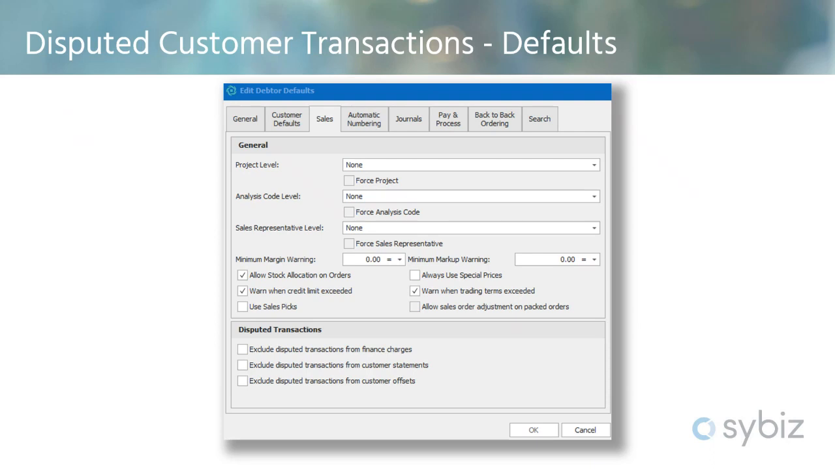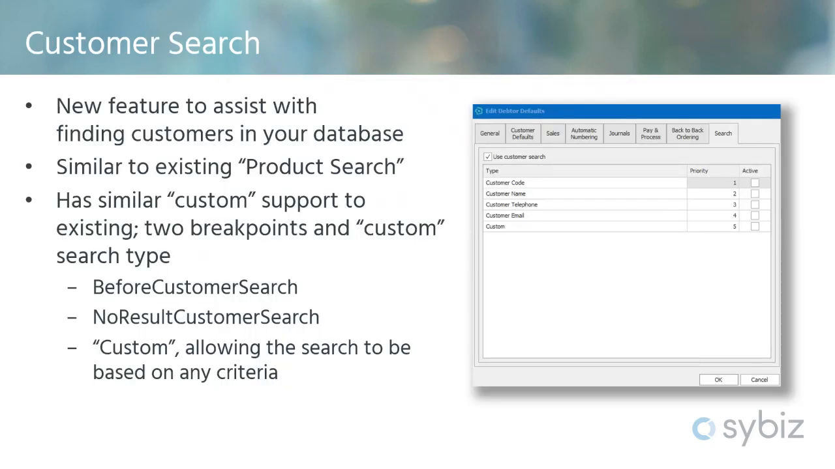So moving on to customer search. For those of you familiar with product search, this is going to be extremely similar and familiar to you. But for those of you who aren't, it's essentially a feature which is just a different method of finding customers and uses a searching-based criteria as opposed to just the first character and then moving on.